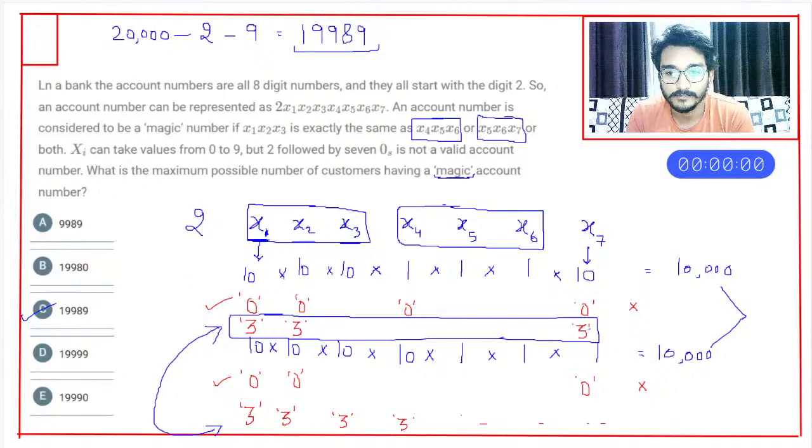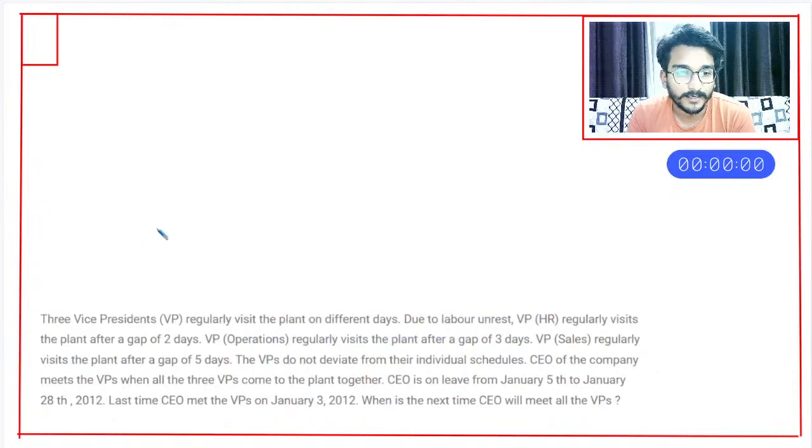Moving to the next question. Try this question. This question can be doable, and you have to comment the answer here. When is the next time the CEO will meet all the VPs? Like, what is the date? Try it out.